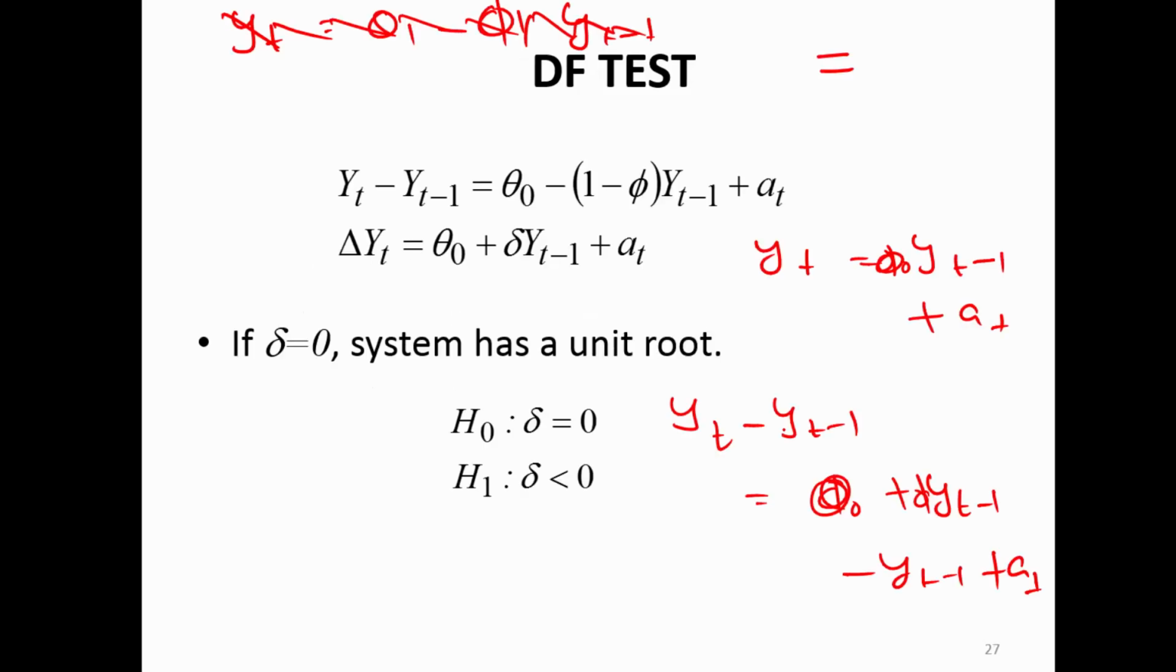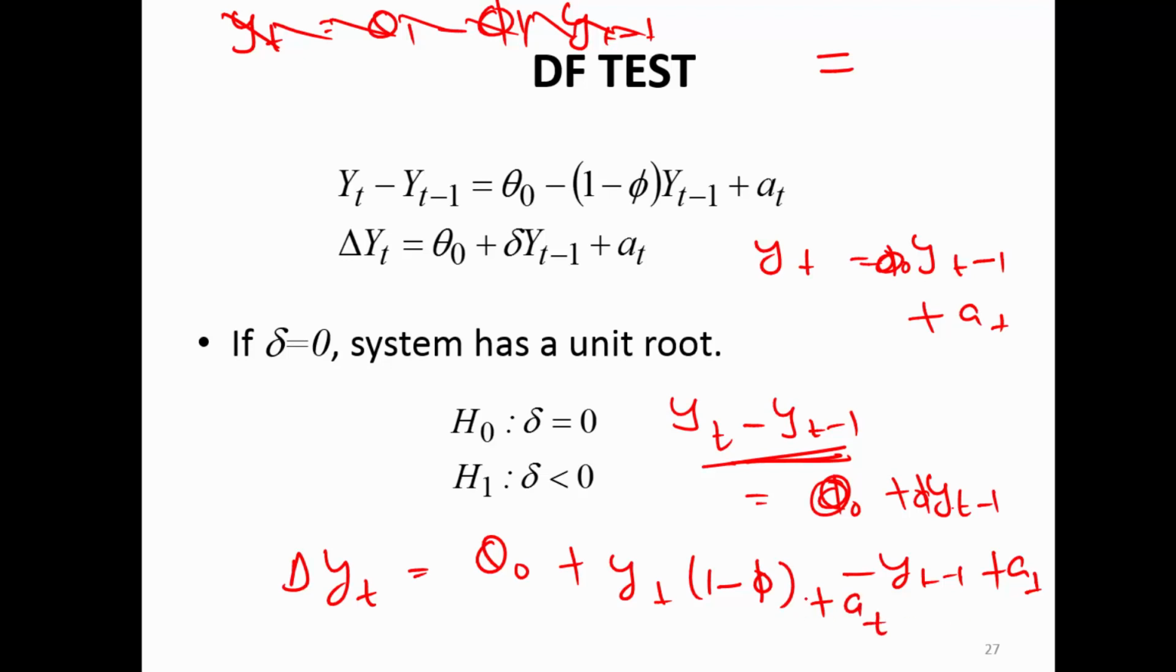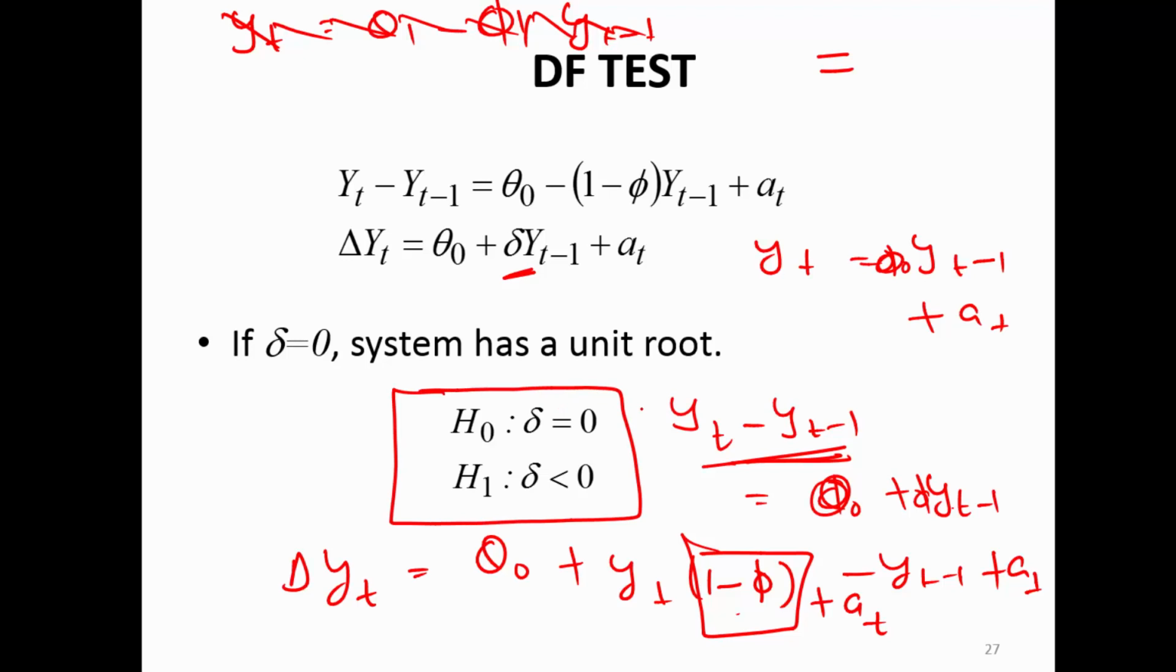Now the left side is just delta yt. So delta yt is equal to theta naught plus, here we can take yt minus 1 out, so inside we have phi minus 1, plus at, and then phi minus 1 we just denote with some other symbol. If this particular term is equal to 0, then we have a unit root, otherwise not. So it has now changed. The null hypothesis is now that it's 0, and the alternative is that it's less than 0.